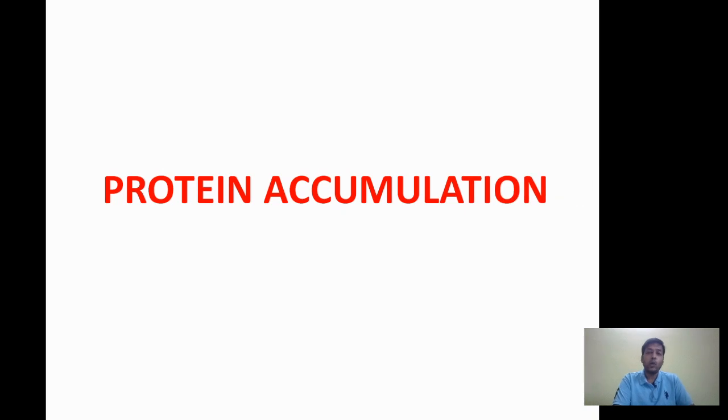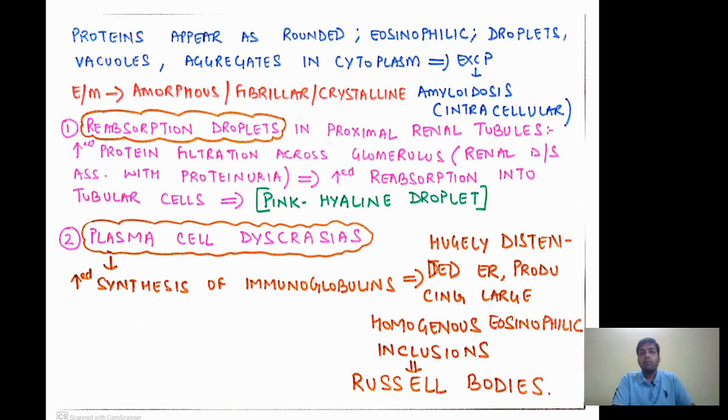Now let us look at the protein accumulation. Proteins basically appear as rounded eosinophilic droplets or vacuoles or aggregates inside the cytoplasm. Usually they are intracellular, with an exception. In amyloidosis, the protein accumulation is not only intracellular, it is both intracellular as well as extracellular. Under electron microscopy, the proteins appear as amorphous, fibrillar, or crystalline. Now let us look at the different types of protein accumulations.